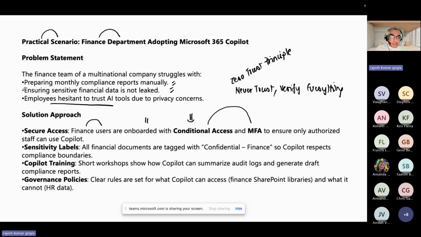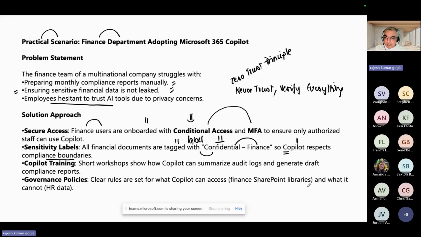So now the other concern is ensuring that sensitive financial data is not being leaked. What is the first thing they are going to look at? Definitely they are going to tag and label it, with what? With Confidential Finance. This is just an example of a label. So that when you start working with Copilot, at least Copilot understands, okay, I need to take care of privacy. Privacy is a priority. So Copilot does understand and respects the compliance boundaries as well.